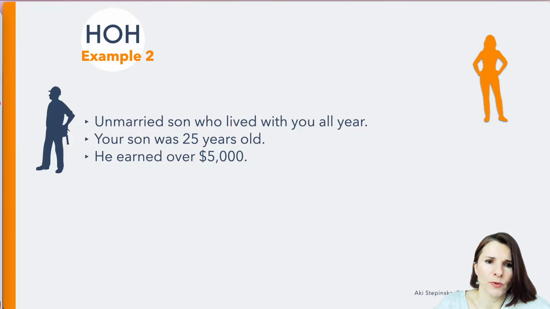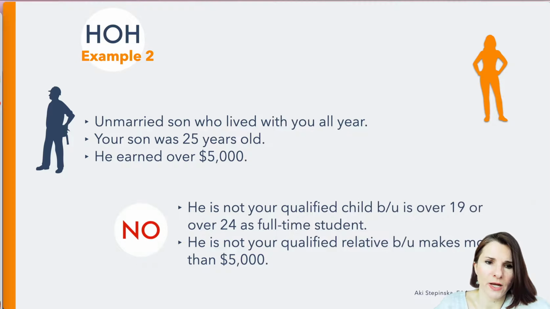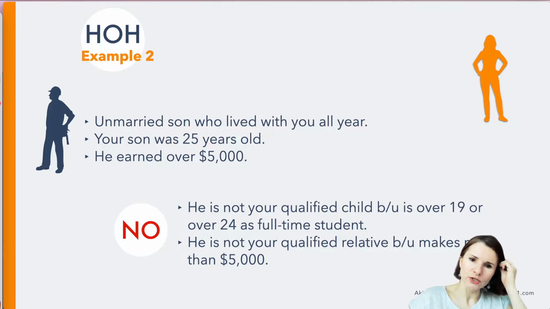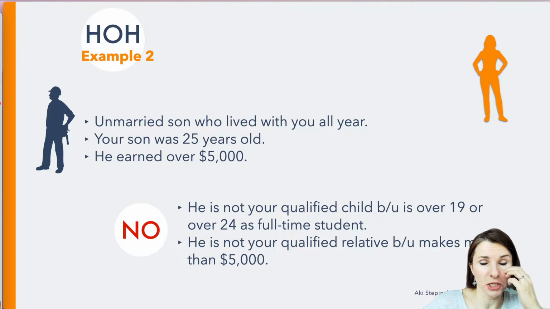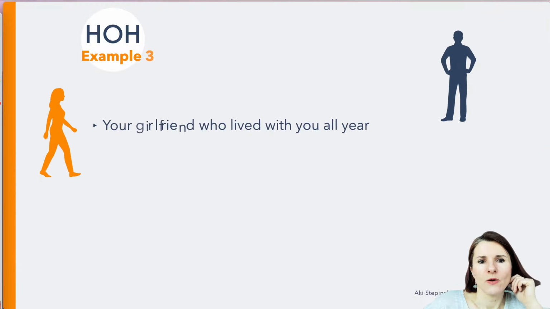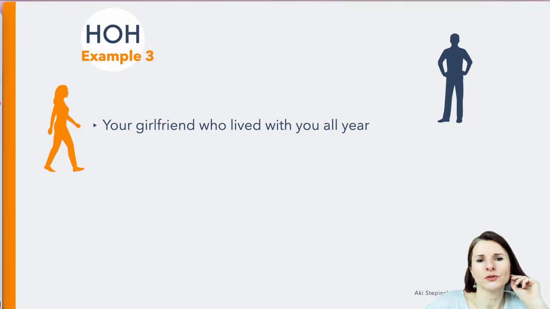Now another, similar example, but now the son is 25 years old and earned over $5,000. You cannot file head of household in this situation because he's not your qualified child anymore. He's over 19, he's over 24 as a full-time student, so that criteria is not met, and he made more than $5,000.